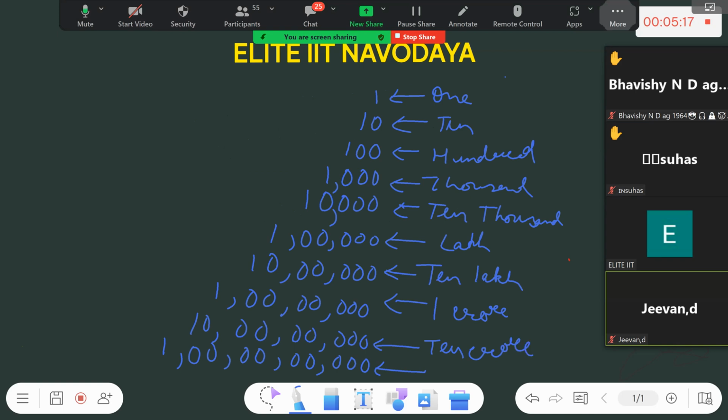But after 10 crore, there is nothing given in a book. This one is called what? Arab. 1 Arab. Then will come 10 Arab, like that. So we are not concerned with Arab. We can remember up to 10 crore. This is your which system? Indian system.